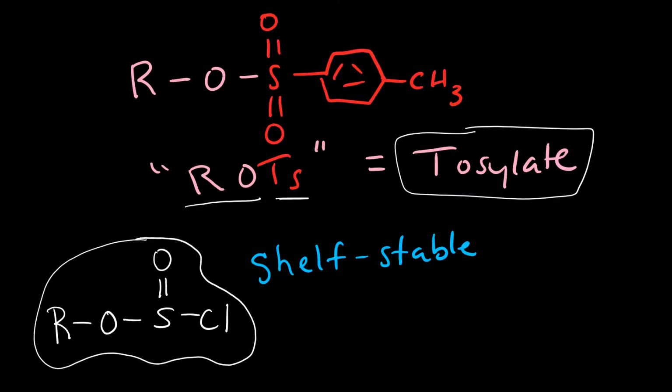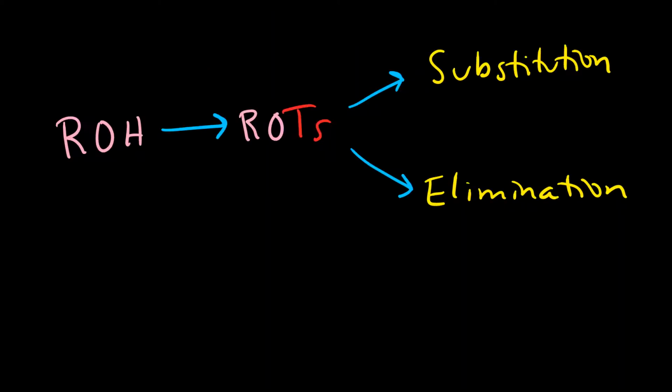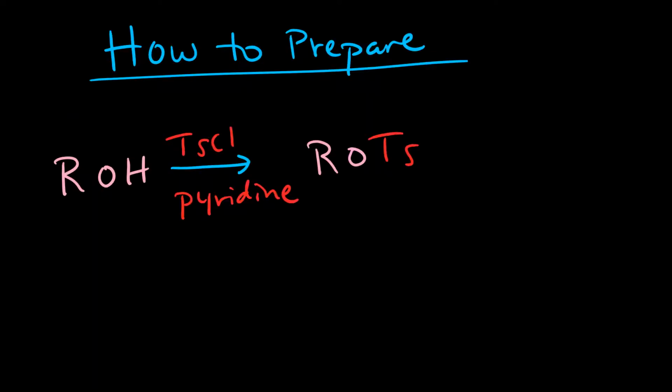Tosylates, however, you can make them out of the alcohol, store them, and then react them with whatever nucleophile or whatever base you would like to use, depending on if you want to do elimination or substitution. And as I just alluded to, you can use tosylates to undergo either substitution or elimination reactions. Here's how you prepare a tosylate.